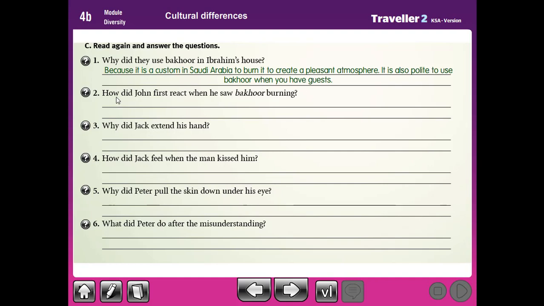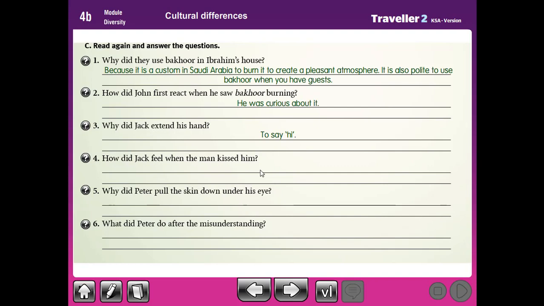The next question, how did John first react? So what did he do? This is the meaning of react. When he saw bakhur burning, he was so curious. He was curious about it. He wanted to know a lot about it. Why did Jack extend his hand to say hi? Very good. How did Jack feel when the man kissed him? He was embarrassed.